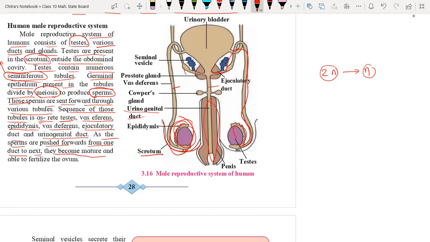Okay, and then they become able to fertilize the ovum, and ovum is nothing but the female egg cell. Okay, so here we have the male reproductive system. At home, just try to draw it twice, thrice along with the labeling. This is the seminiferous vessels, they secrete the semen. Here we have the prostate gland.